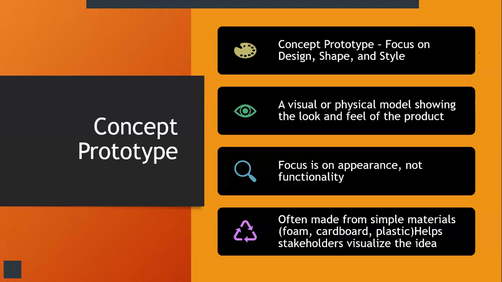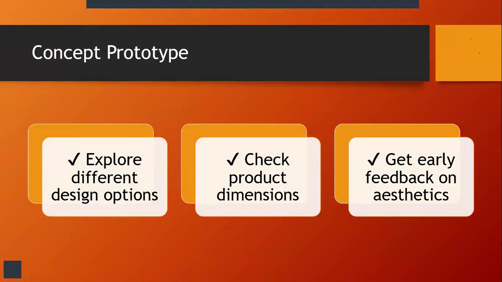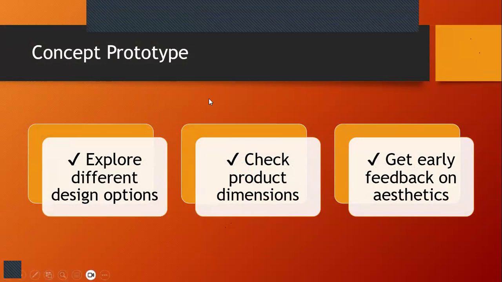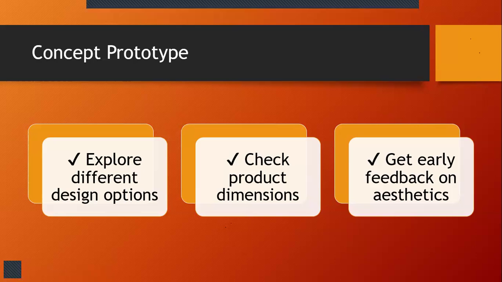So I have mentioned the value of these concept prototypes. Basically, it allows you to check the different designing techniques, and it allows you to check the dimensions of the product. So how big this particular product is, and whether this particular size of the product is sufficient. You can get some kind of idea. These are visual things, and it also gives a way to get feedback a bit earlier about the aesthetics of the product. Aesthetics means basically the visual things, the design, and the dimensions.